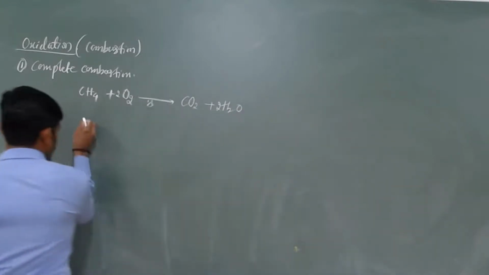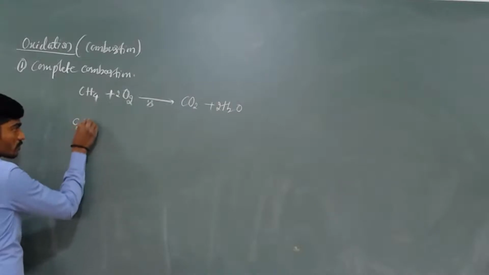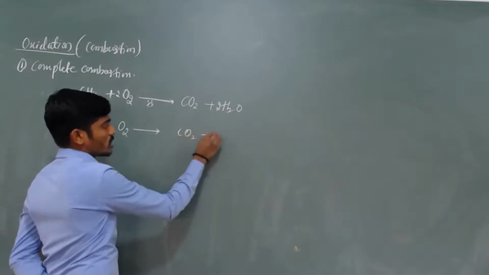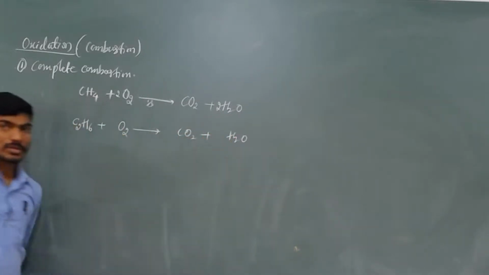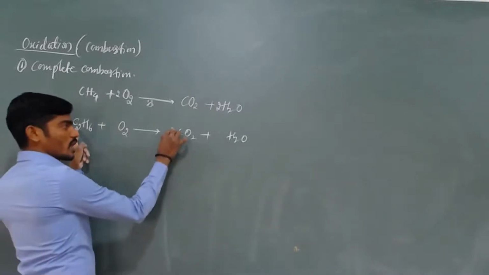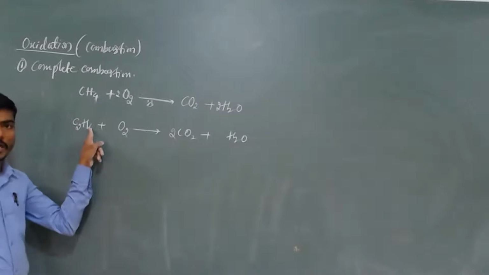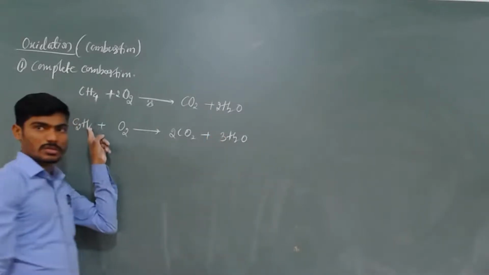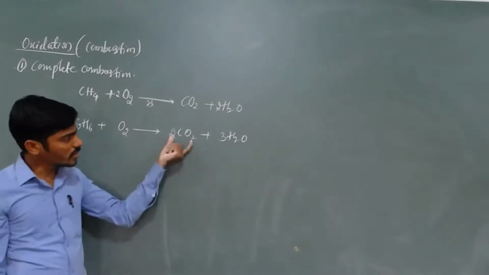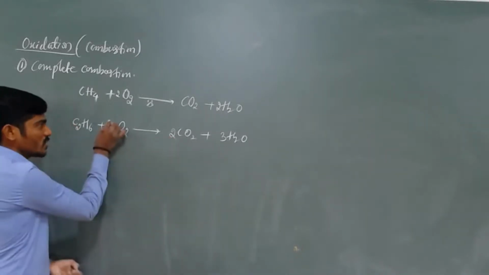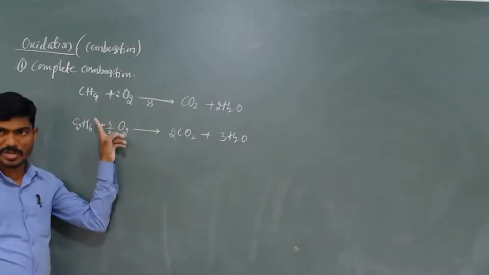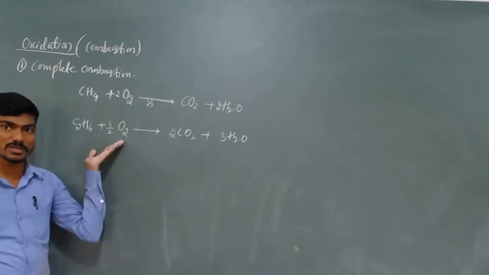Can you write the equation for combustion of ethane? C2H6 plus O2 gives rise to CO2 plus H2O. How many carbons on the reactant side? 2 carbons, so 2 carbon dioxide. 6 hydrogens, so 3 water molecules. How many oxygens are required? 7, that means 7 by 2, which is 3.5 molecules of O2. Correct? So we double it to get 7.